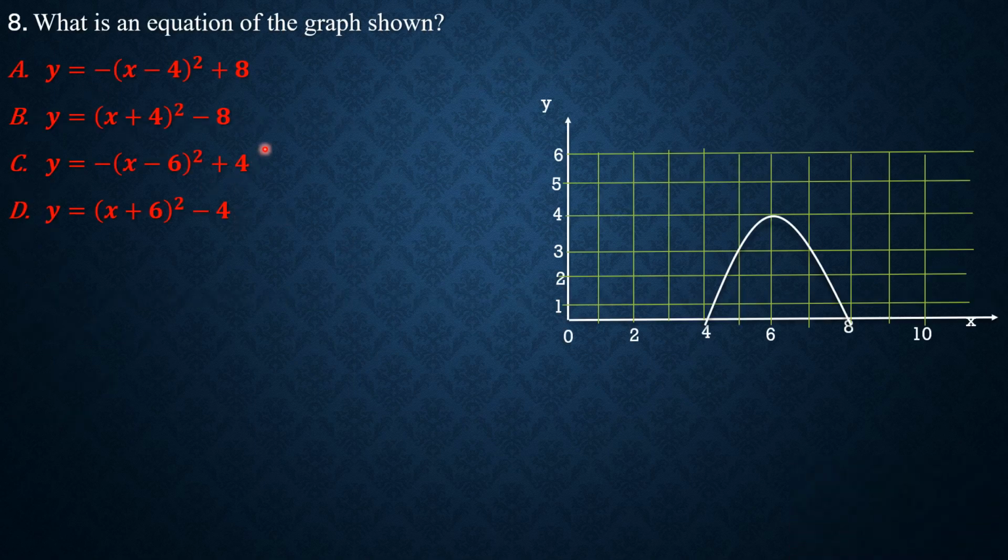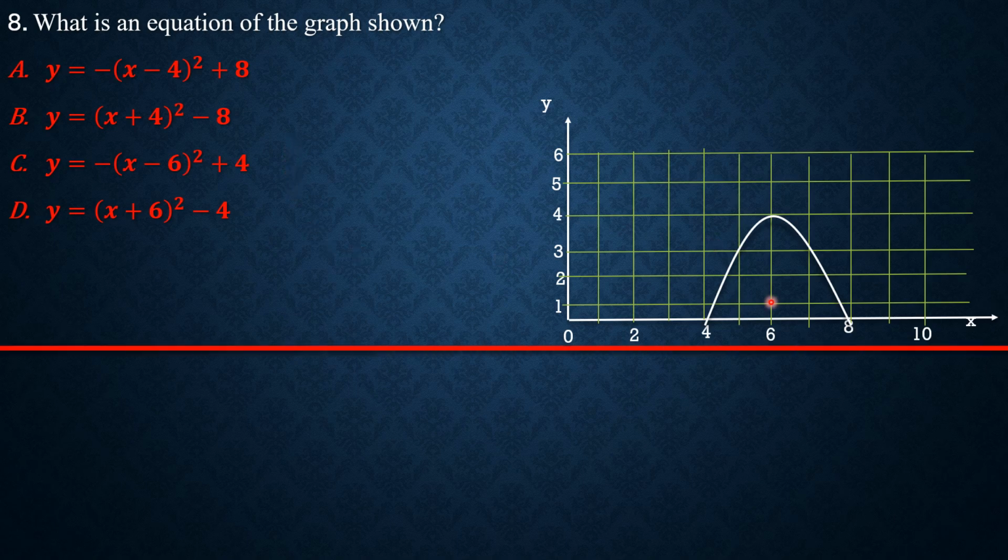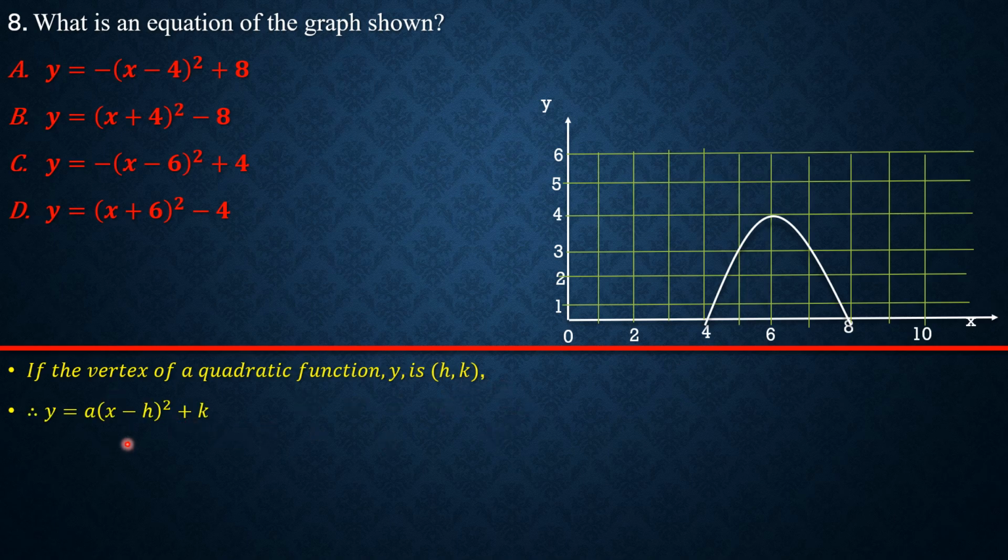So what is an equation of the graph shown? All right, so this is a quadratic equation, so we can clearly read the vertex of this quadratic curve. The vertex is going to be the point x equals 6, y equals 4, right? So that's basically (6, 4). If the vertex of a quadratic function is (h, k), then we can write the quadratic function as a into (x minus h) squared, plus k, right?